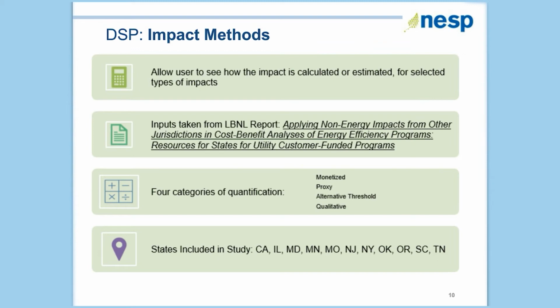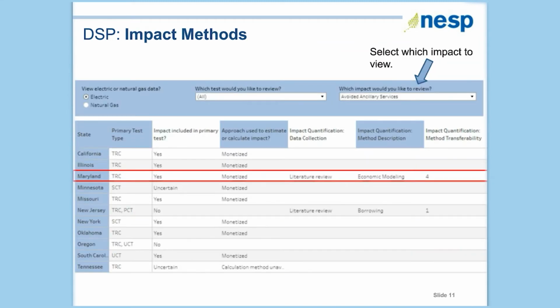An impact will either be monetized or added through a proxy, which deals with percent adders, alternative thresholds, and there's around 11 states included in this study. And at the top, you can see you can sort by impact and see which one you want to view. For example, in Maryland, we know they're using the total. Do include avoided ancillary services in their cost effectiveness. You can see that this impact is monetized using literature review.